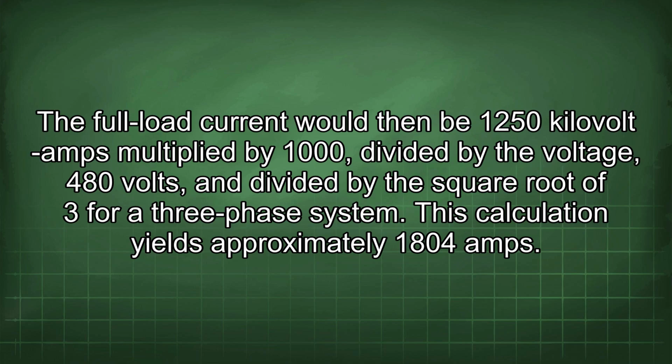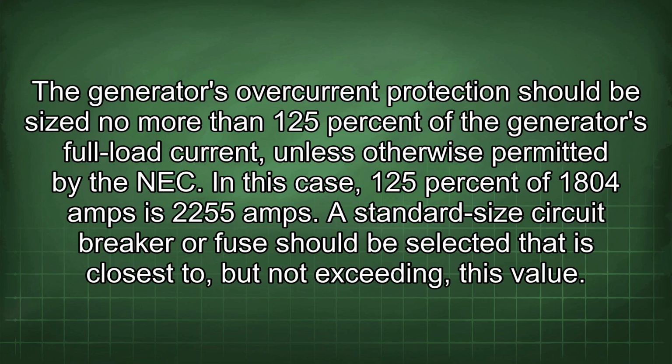The full load current would then be 1250 kilovolt amps multiplied by 1000, divided by the voltage, 480 volts, and divided by the square root of 3 for a three-phase system. This calculation yields approximately 1804 amps. The generator's overcurrent protection should be sized no more than 125% of the generator's full load current, unless otherwise permitted by the NEC. In this case, 125% of 1804 amps is 2255 amps. A standard size circuit breaker or fuse should be selected that is closest to, but not exceeding, this value.